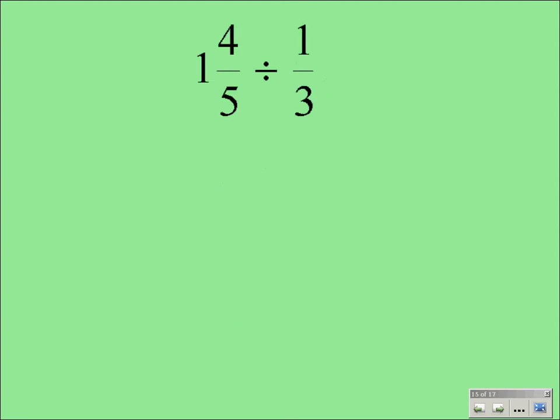Let's take a look at mixed numbers, and let's remember, how do we change a mixed number into an improper fraction? So we're going to take this number 1 4/5 and change it. The way we're going to do that is we're going to multiply the denominator times the whole number, and then add that to the numerator, and that'll become our new numerator. So 5 times 1 is 5, plus 4 is 9. So 9 will become our new numerator, and we're going to keep our old denominator of 5. So this 1 4/5 is going to become 9/5.